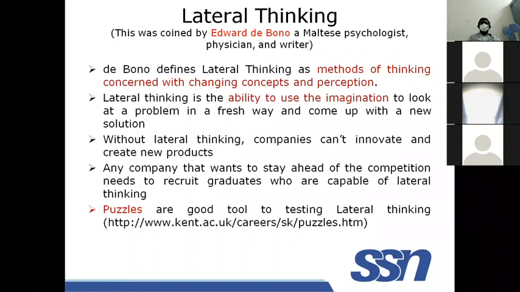Next, lateral thinking. This term was coined by Edward de Bono. These are very popular principles. You might have heard of the Six Thinking Hats. De Bono defines lateral thinking as a method of thinking concerned with changing concepts and perception by using imagination. Good examples are bustles. Bustles are dealing with lateral thinking.